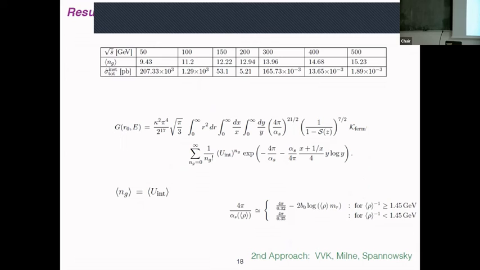Okay. And so the final results now from this approach. Now these are the cross sections and the numbers of gluons, again computed for different partonic energies. So let's say at 50 GeV, which is reasonably large partonic energy, you have cross sections of order 10 to the 3 picobarn. But let's say if you go to 500 GeV, you get 10 to the minus 3 picobarn.